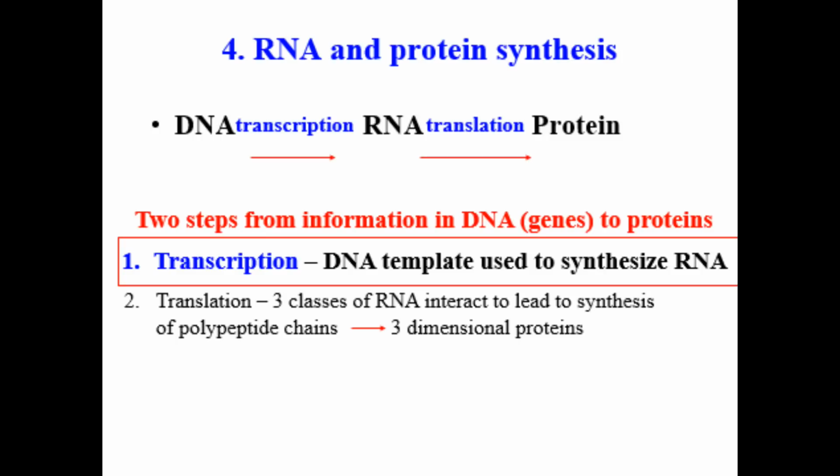Okay, so now we're going to turn our attention to this idea of taking information in DNA and making RNA, and taking that RNA, traveling out to the ribosomes with that RNA, and using that information in RNA to make a protein. Those are two different phases of protein synthesis. Transcription is where DNA is used to make RNA.